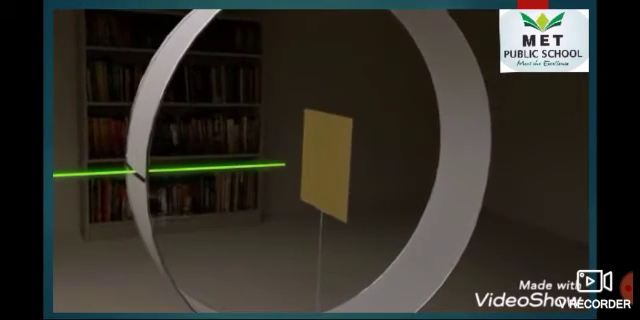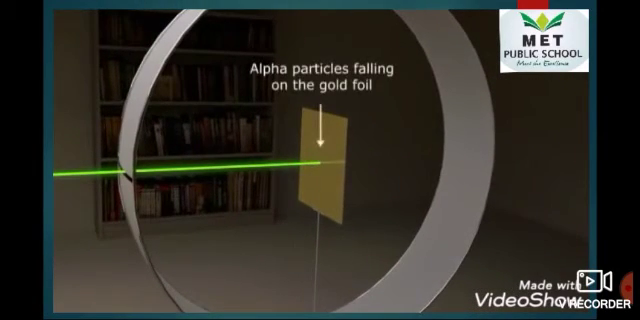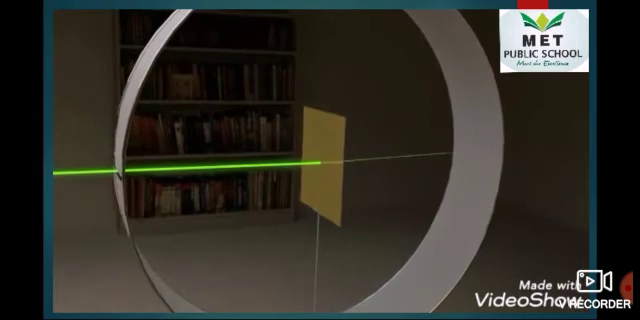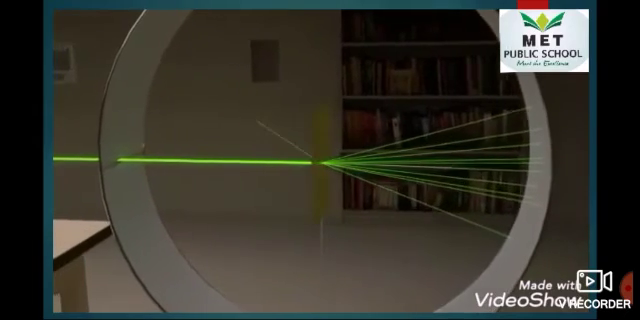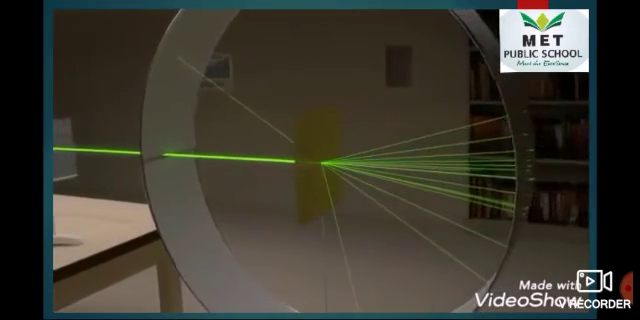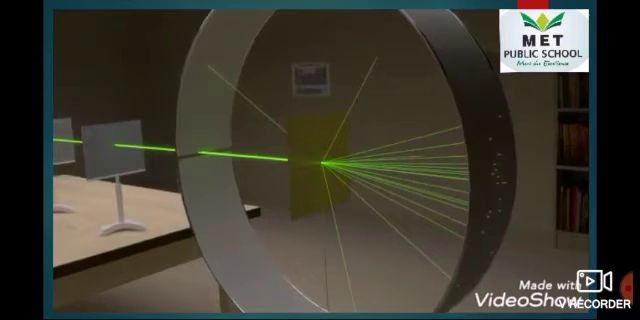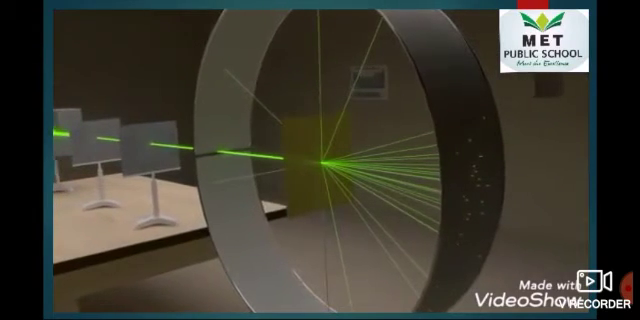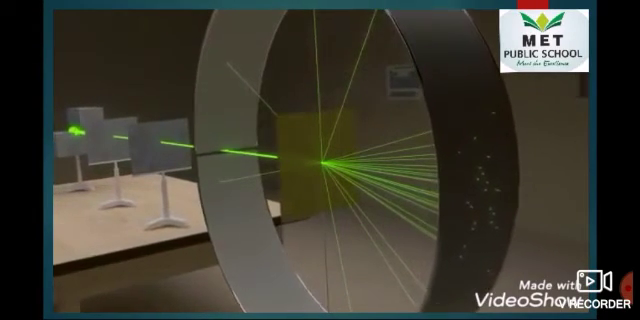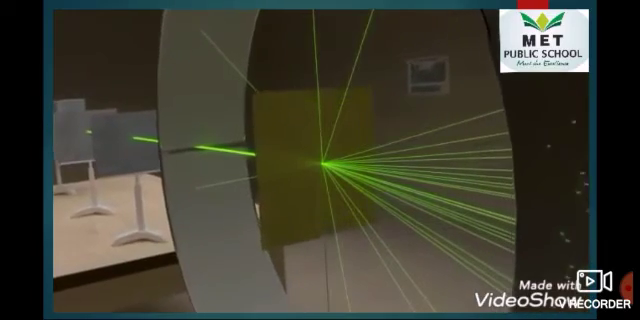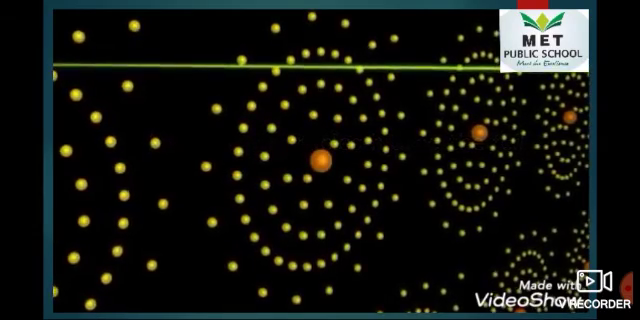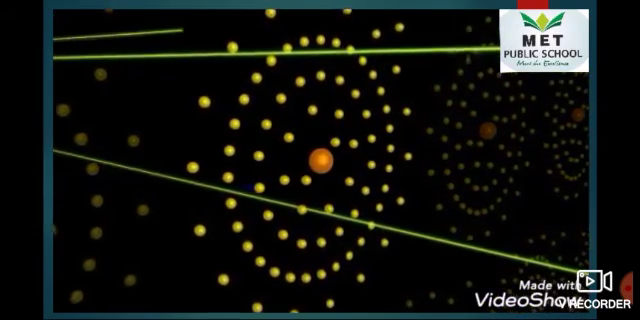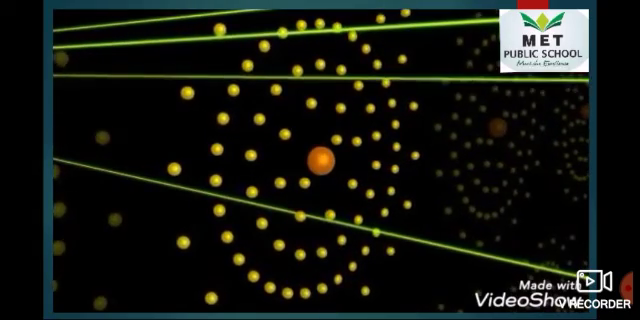foil, and he found that most of the fast moving alpha particles pass straight through the foil and hit the detector. However, some particles got deflected by small angles and a few alpha particles rebounded. How this can happen we cannot see, but it is possible. So by all these observations, he concluded that the plum pudding watermelon model is not really correct.